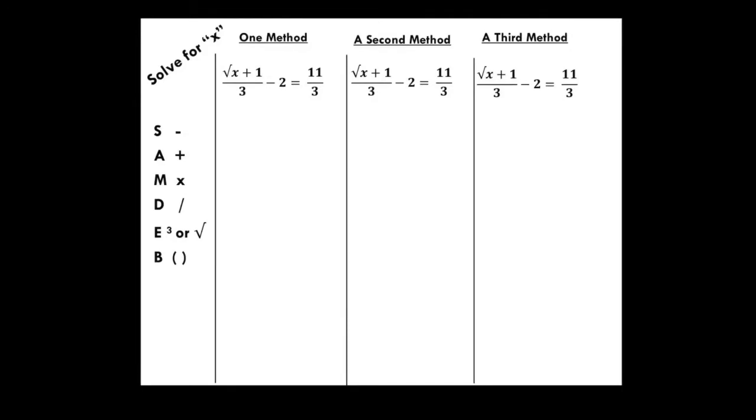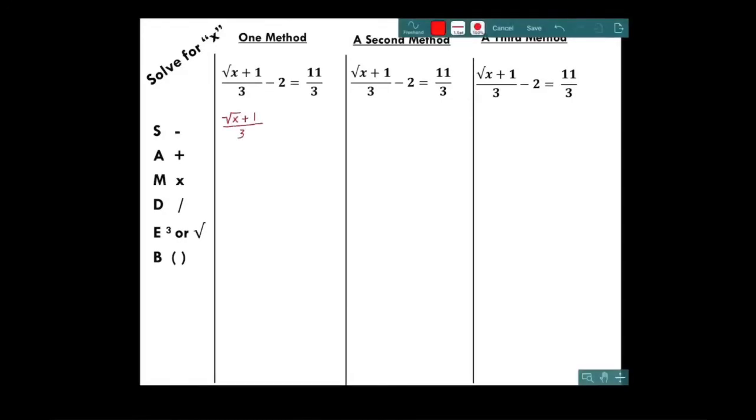Here we have the same equation written out 3 times, and we'll see 3 different methods to solve it. The first method that is used is SAMDEB, adding a term to each side. So plus 2 is added to each side, and we get root x plus 1 over 3 equals 11 over 3 plus 2. Then the fractions on the right are added together. A common denominator is used so that that can happen.